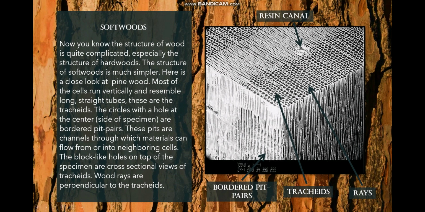Now look over here. This one here is what we call the resin canal. And over here, this one is what we call the bordered pit pairs. And next, this one here, the square-looking hole, is what we call the tracheids. And lastly, this line over here is what we call the rays.